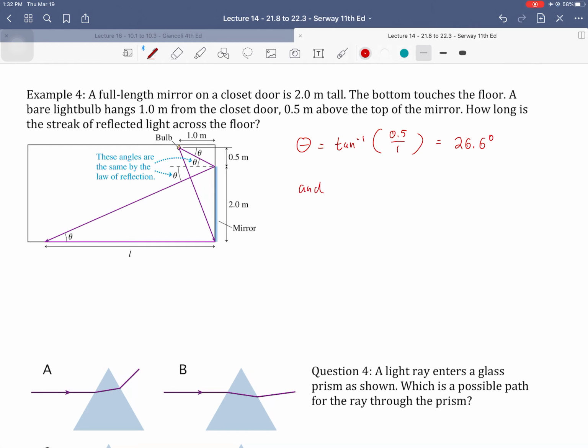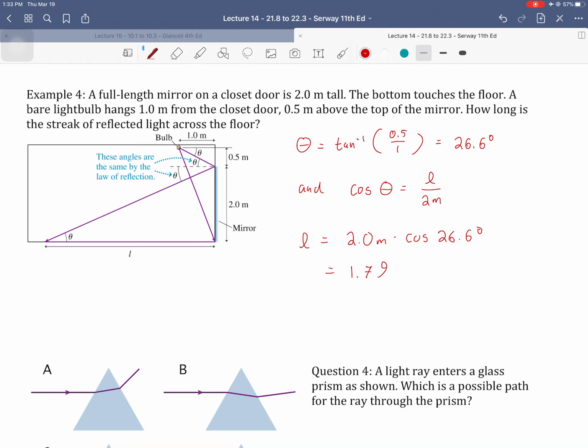So then we can say that cosine of theta is going to be L over 2 meters, and that allows us to solve for L. So then L is just going to be 2 meters times cosine of 26.6 degrees. So you can see how the law of reflection allows us to set up these really nice triangles. Okay, so cosine of 26.6, okay, so 1.79 meters.